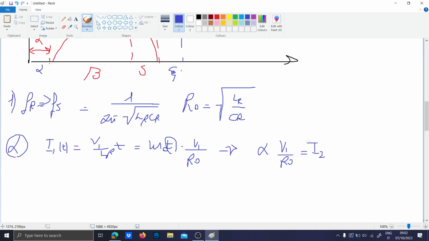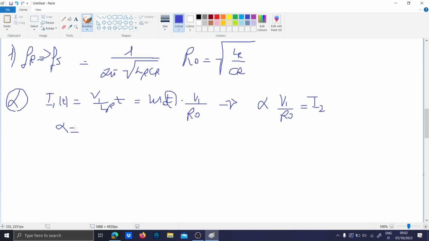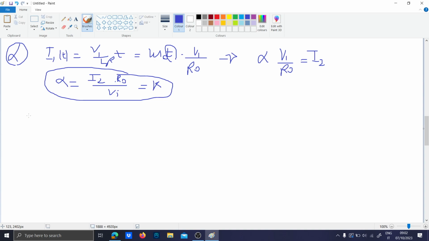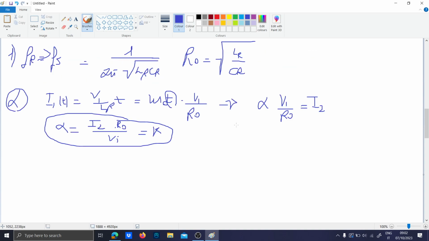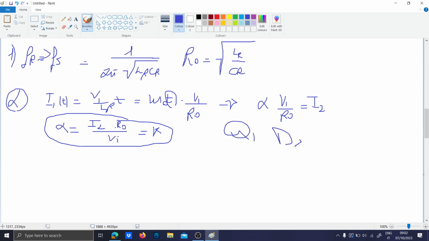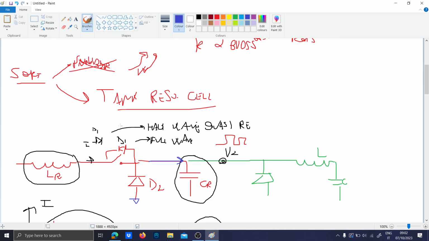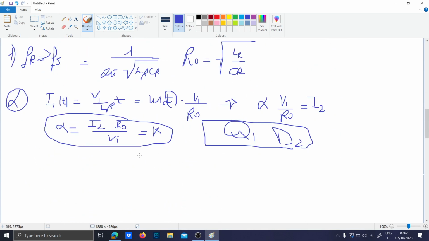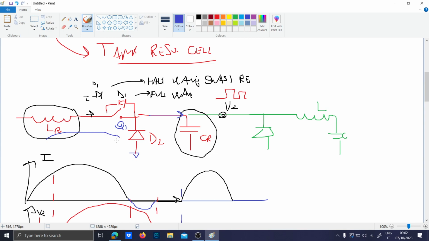So we will have this, and alpha is equal to I2 times R0 over VI. We will call this parameter K for now, because this parameter will be used a lot in our equation. Now in alpha, of course, to make this equation, you have to know that the transistor Q1 and the diode D2 are actually conducting. This is Q1 and D2. So the current is flowing like this.